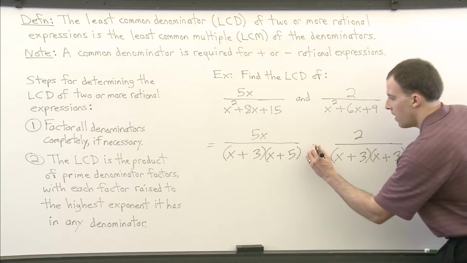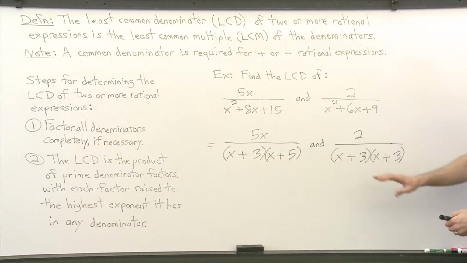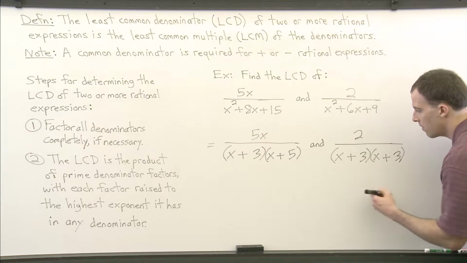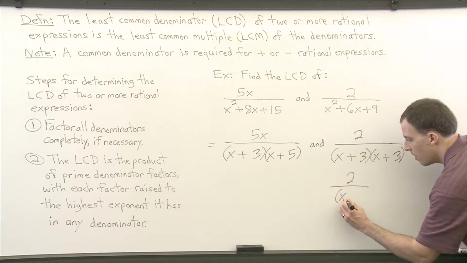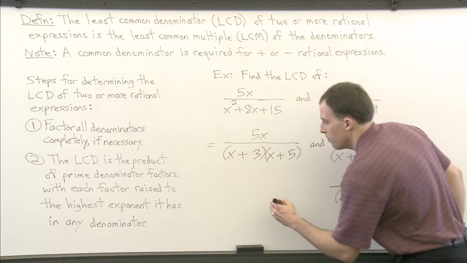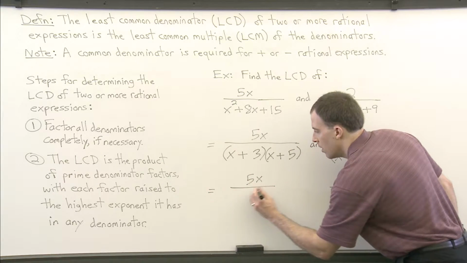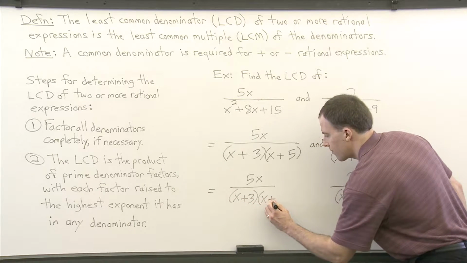So we've got 5x over x plus 3 times x plus 5, and we're comparing that fraction to this other one, 2 over x plus 3 times x plus 3. Notice we have x plus 3 twice in the second denominator, so this second fraction could be expressed as 2 over x plus 3 squared. The first fraction can't be simplified at all, so here we have 5x over x plus 3 times x plus 5.